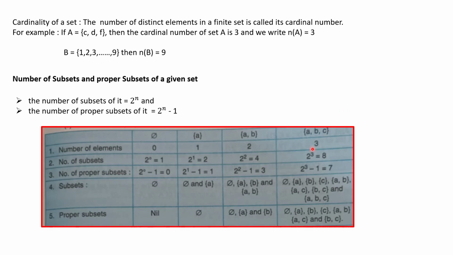Next, A, B, C, it has 3 members, number of subsets 2 cube equal to 8, proper subsets 7. The members will be phi, A, B, C, then all the combinations A, B, B, C, A, C, and then A, B, C. And in proper subset, the last one, A, B, C, you should not take.